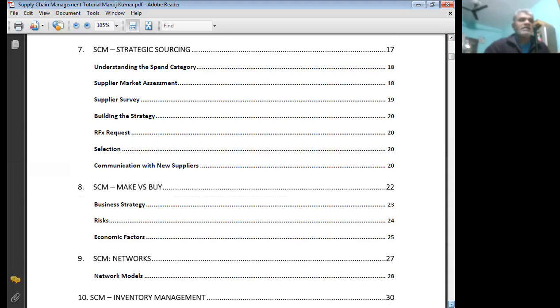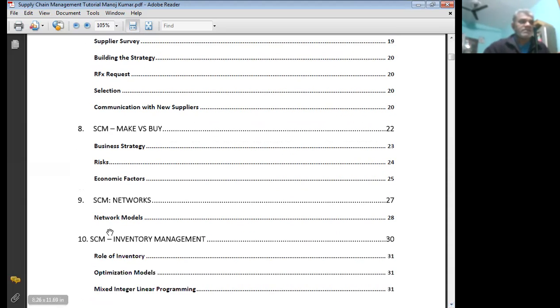Then supply chain networks. Supply chain networks, network models. Different supply chain network models must help the supply chain networks. Supply chain optimization will depend on the supply chain networks.